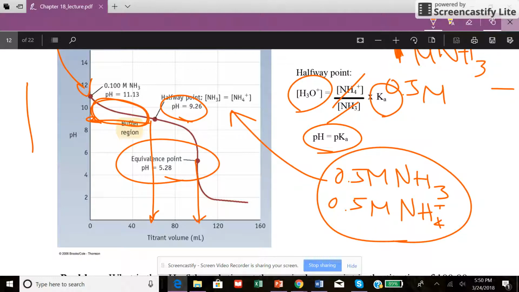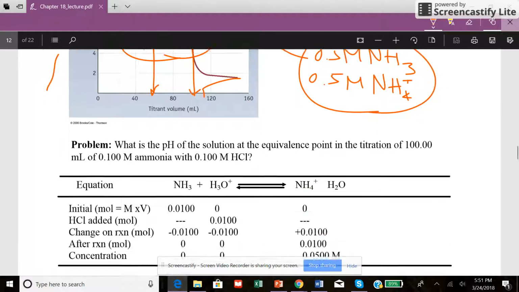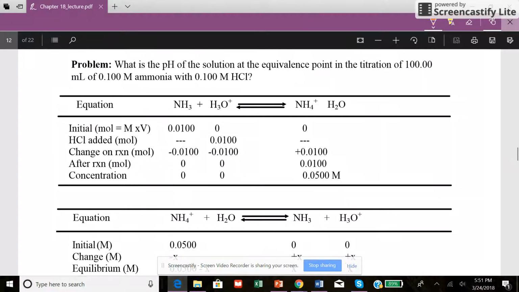Let's move down a little bit. How do I? Okay, can't move up. Okay, now let's take a look at this problem. What is the pH of the solution at the equivalence point in the titration of 100 milliliter of ammonia? Okay, ammonia, and I think this is 100 milliliter of HCl. Yeah, it has to be equal.